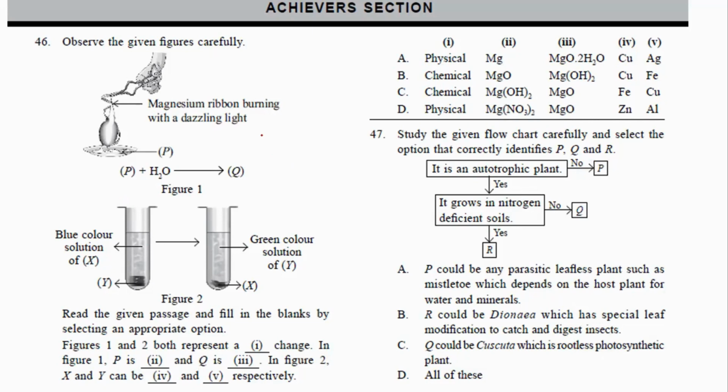So what can be P? When we burn magnesium, what happens? Magnesium, when it burns with oxygen, forms magnesium oxide, right? And this ash, when it reacts with water, like P. So P is the ash of magnesium, that is MgO. When it reacts with water, it forms what? Mg(OH)2, that is magnesium hydroxide. So magnesium hydroxide, this is X and this is Y. This is green color solution of Y and this is blue color solution of X.